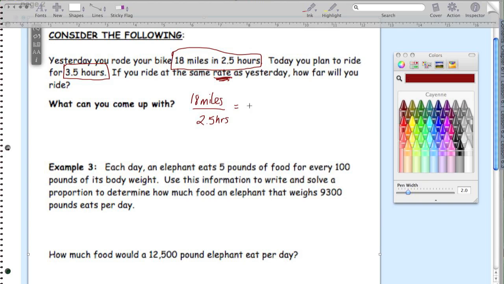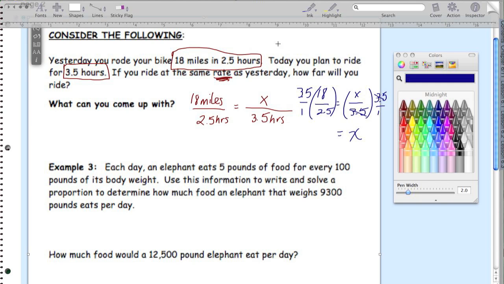which is right here, as you did yesterday, how far will you ride? So they want to know how far we are going to go. Well, 3.5 hours. That's going to go in the denominator because we put 2.5 hours in the denominator before. You have to keep the units the same correspondingly. And that's what we're going to try to solve. So really what our proportion is, getting rid of the units, is 18 over 2.5 equals x over 3.5. I'm going to multiply by the reciprocal, 3.5 over 1. My 3.5's cancel and x comes down, and over here I can pull out my calculator.